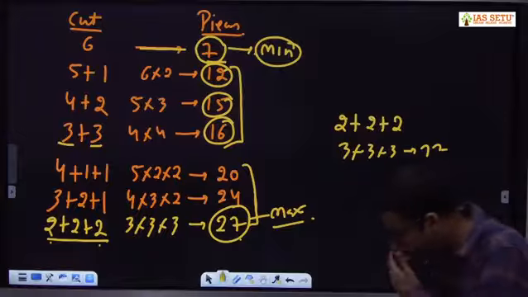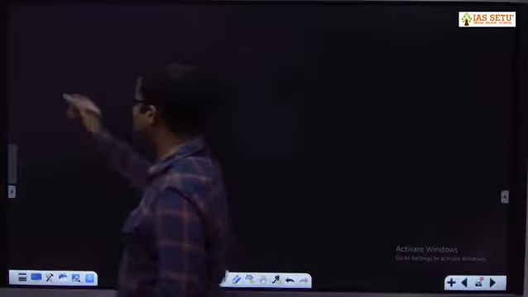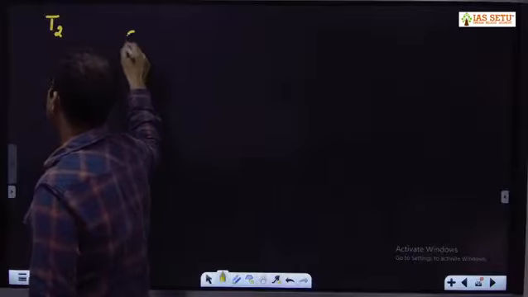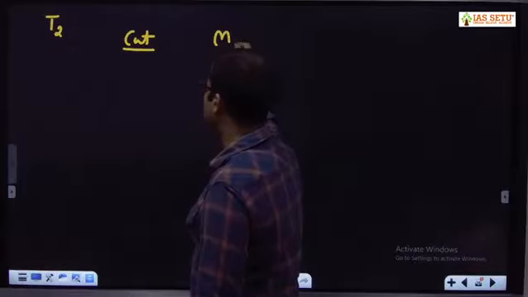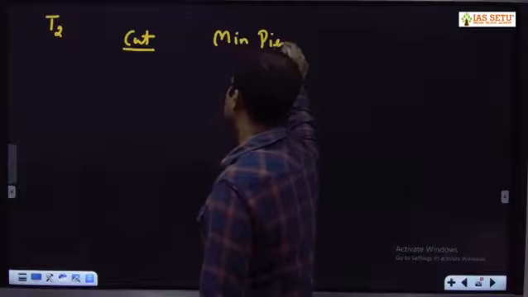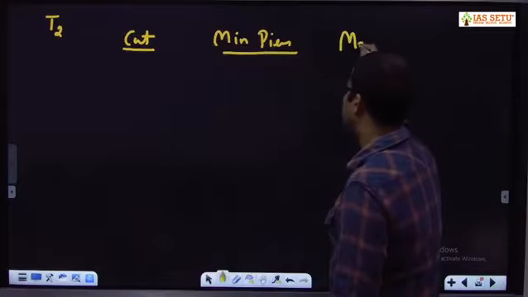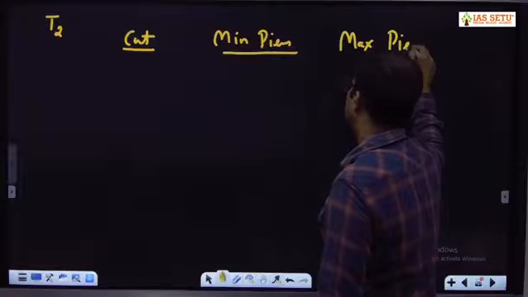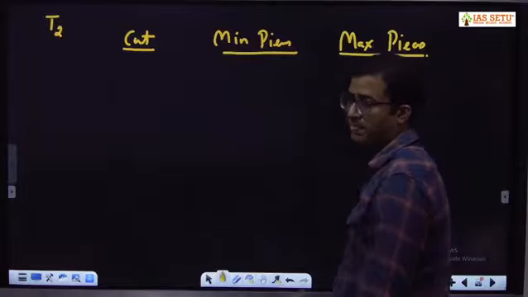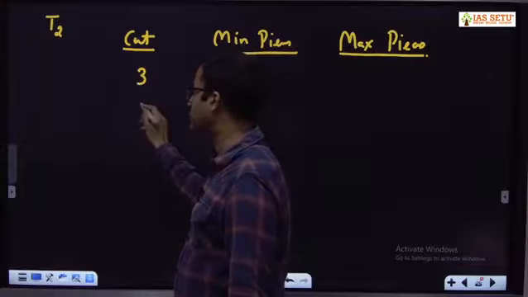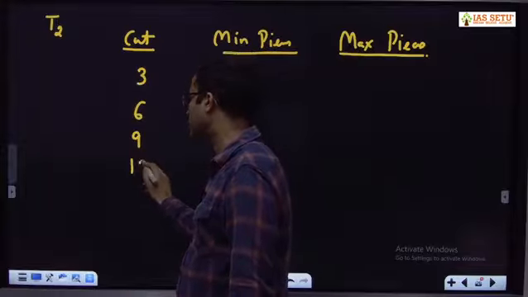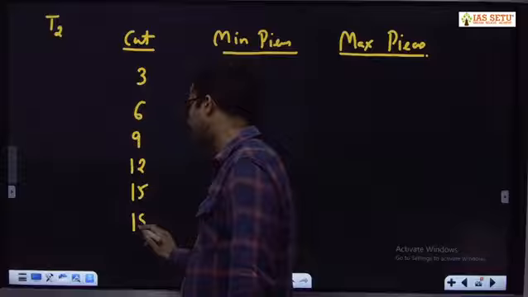Wait, just give me 5 minutes. What are type 2 questions? The examiner gives you the number of cuts, and will ask you the minimum pieces and maximum pieces. In type 2, I take multiples of 3. Number of cuts: 3, 6, 9, 12, 15, 18.